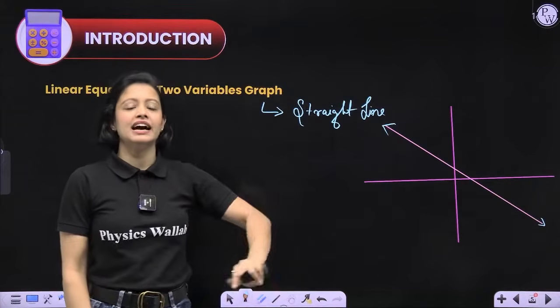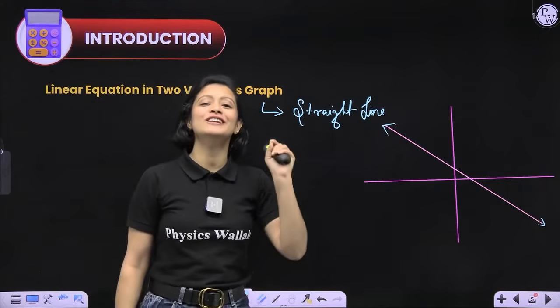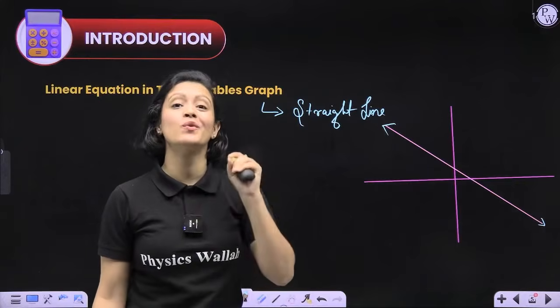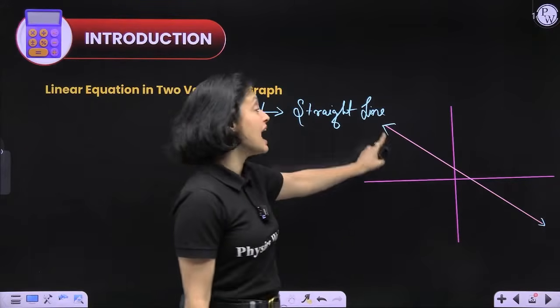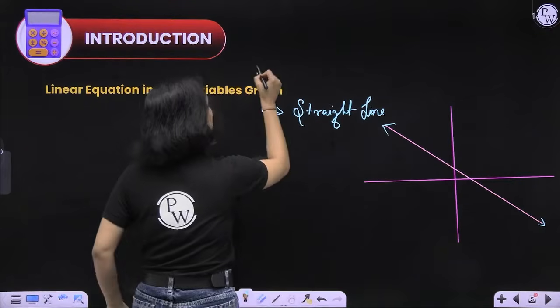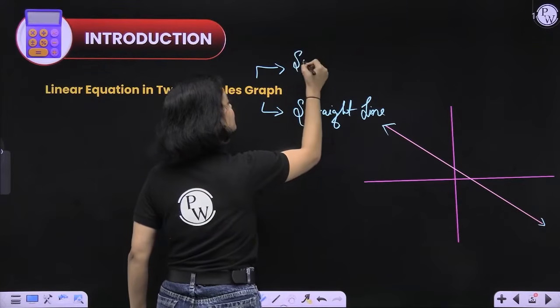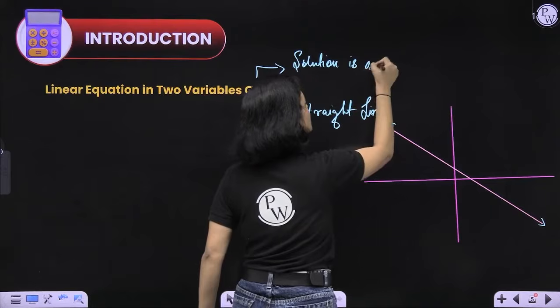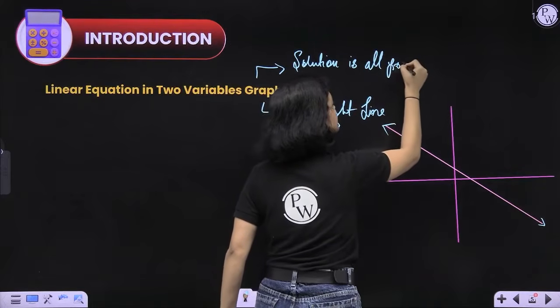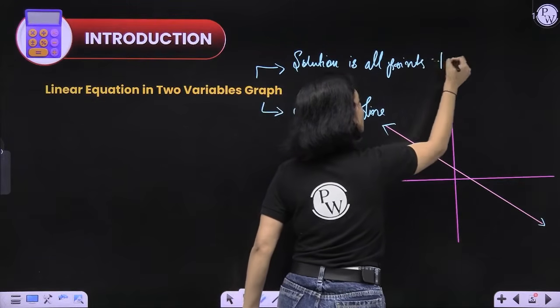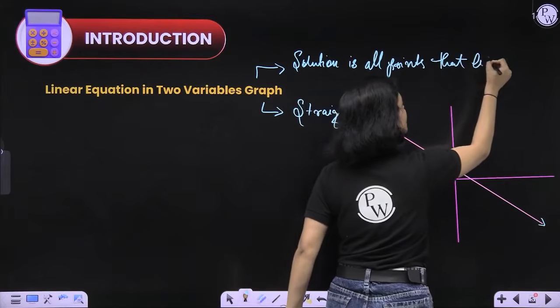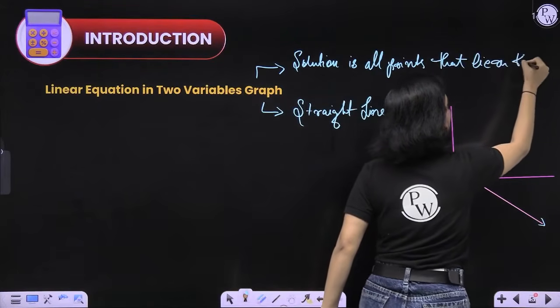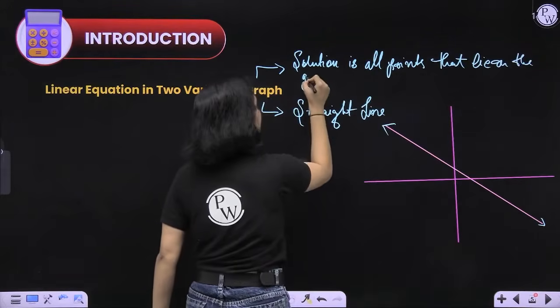Now second thing, the solution of a linear equation in two variables will be all the points that lie on the graph. What would be the solution? Solution would be all points that lie on the graph. Got it?